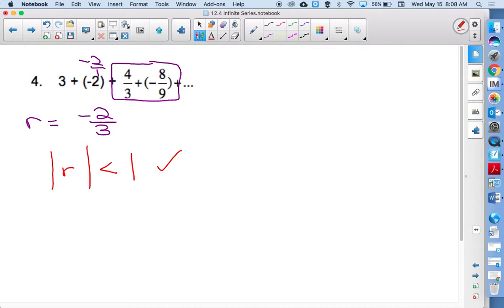Make sure you're meeting that condition, because then you can find the sum. So 3, and then 1 minus -2/3. Connor, what happens when you have 1 minus negative 2/3? What's that become? Plus 2/3. Yeah, so this is 1 plus 2/3.